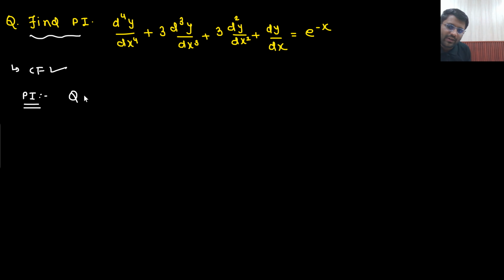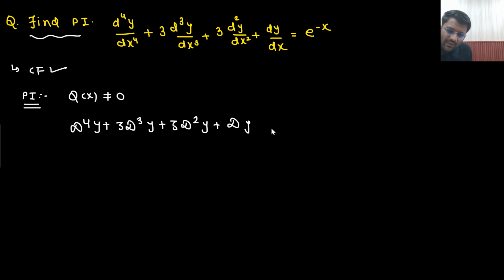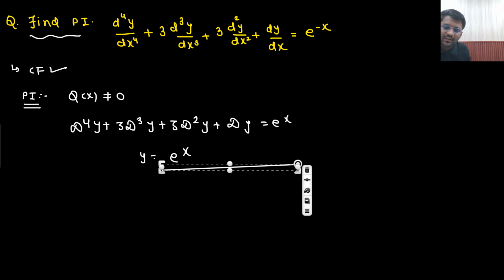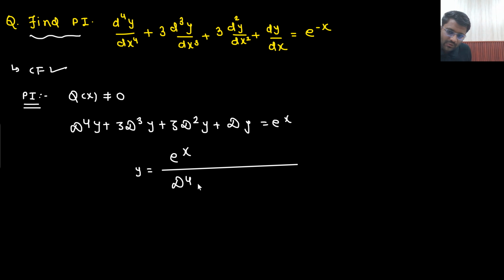So for finding out the particular integral, what we need to do? Here Q(x) is not equal to 0. Now d to the power 4 by dx to the power 4 becomes D to the power 4 y plus 3 D to the power 3 y plus 3 D square y plus Dy equals e to the power x. So from here y will come common. So y equals e to the power x upon... till this point everything will be repeated. Till this point there is nothing new.